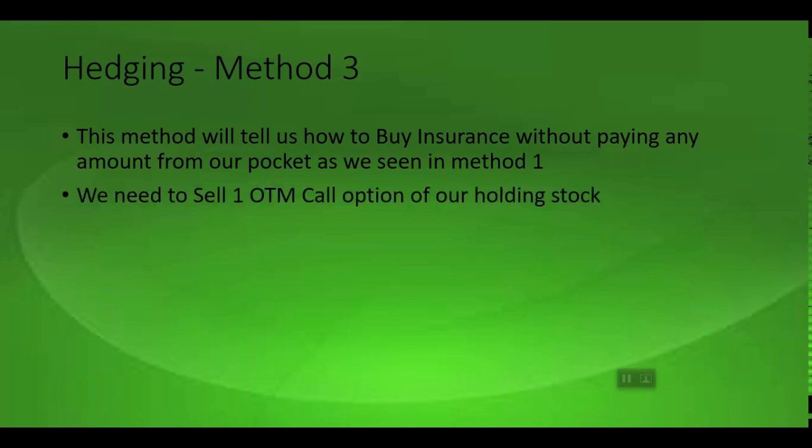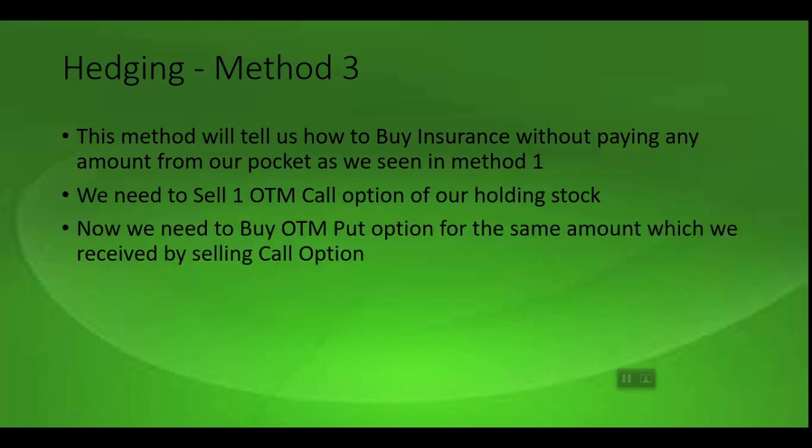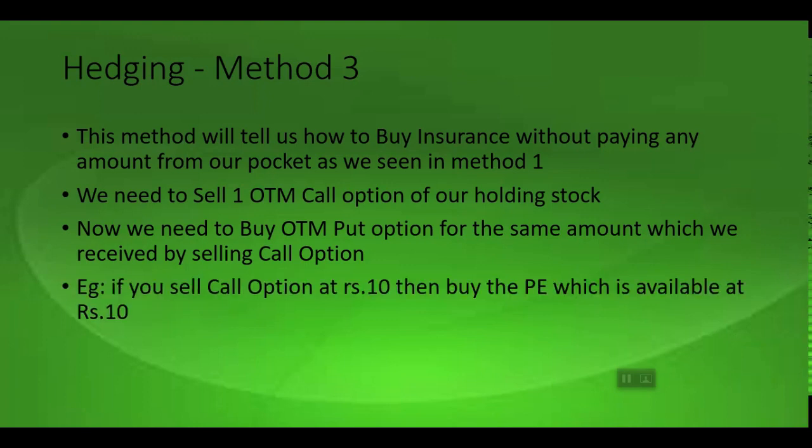So for that case, first we need to sell one out the money call option of our holding stocks, and we need to buy one out the money put option for the same amount which we received from the selling call option. For example, if you sold the call option at rupees 10 as a premium, then buy the put option which is available at rupees 10.